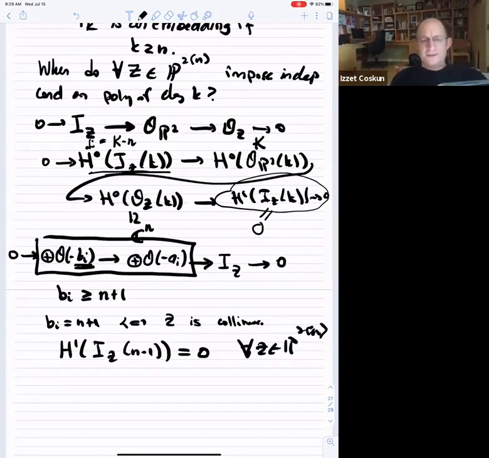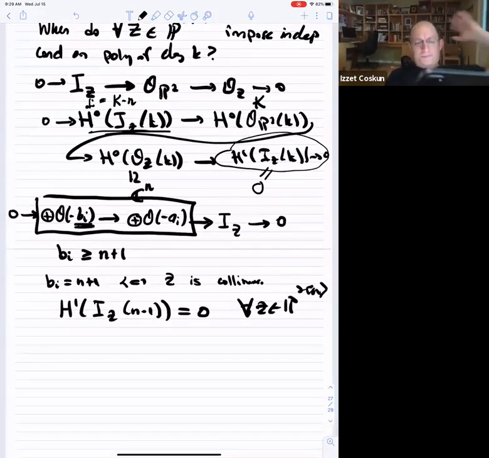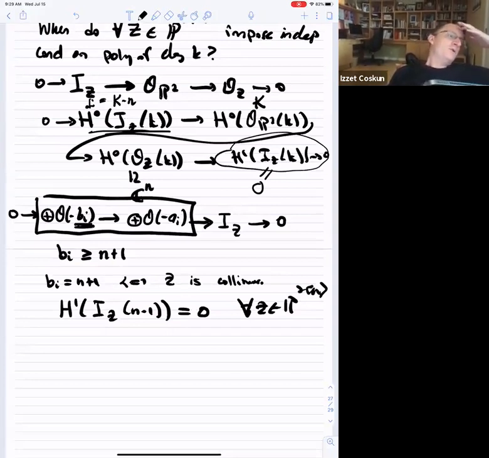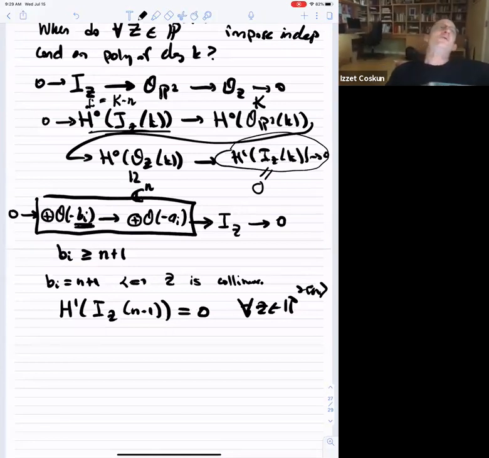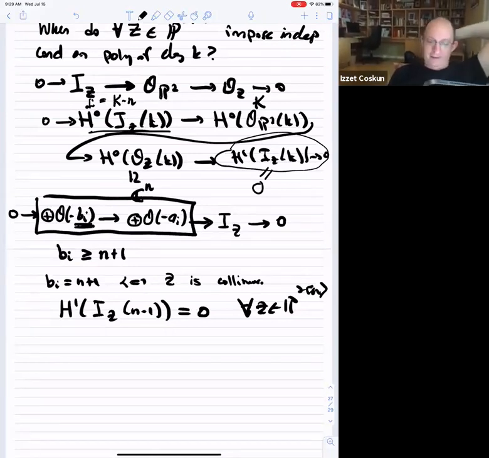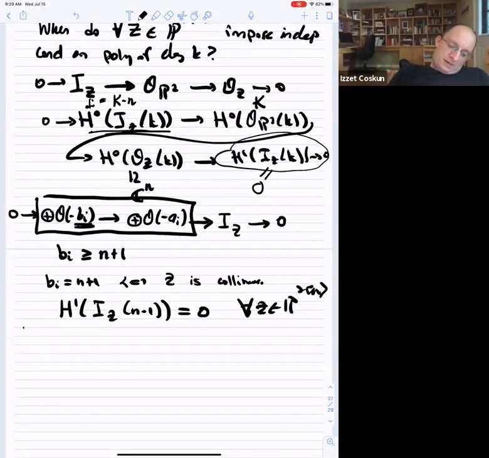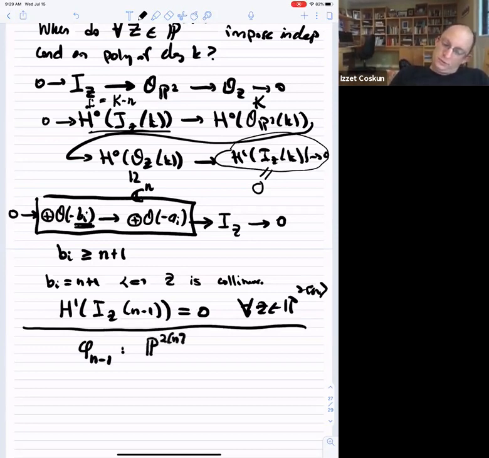Another way of saying this thing is that n points always impose independent conditions on polynomials of degree n-1, and they fail to impose independent conditions on polynomials of degree n-2 if and only if they are collinear. All right. So now let's see. What this tells us, in particular, is that if I look at phi n-1, then I get a map from P2n to the Grassmannian. This now is a morphism.